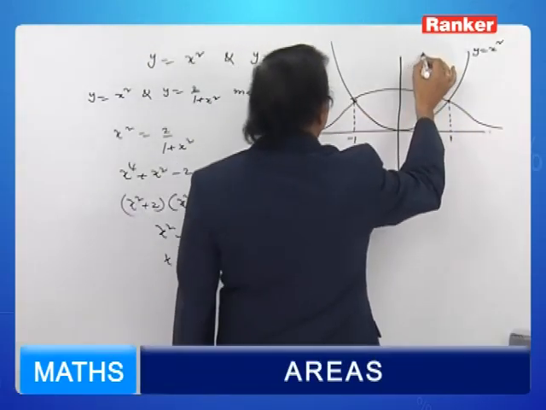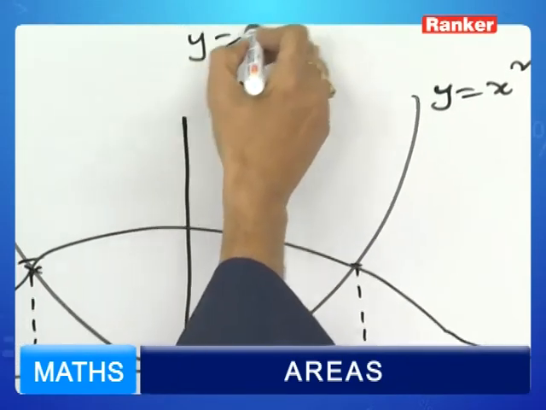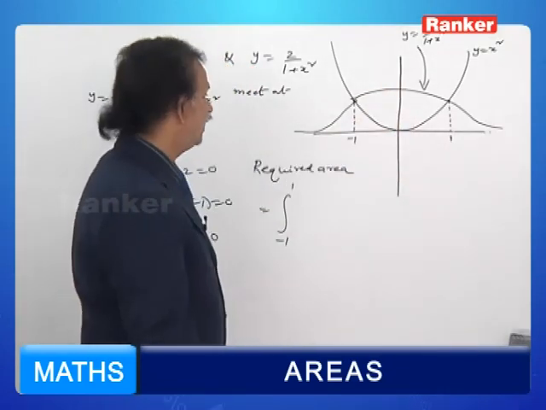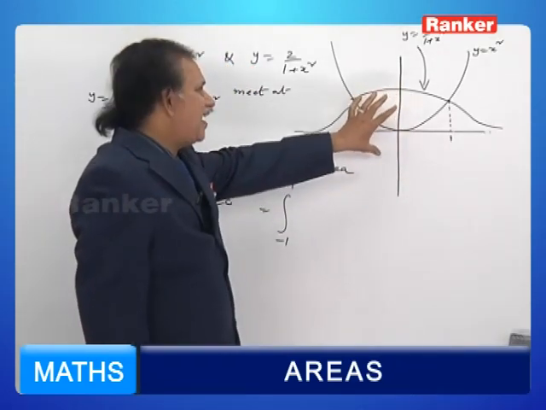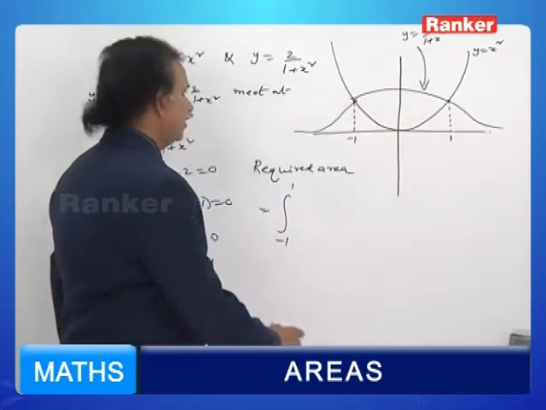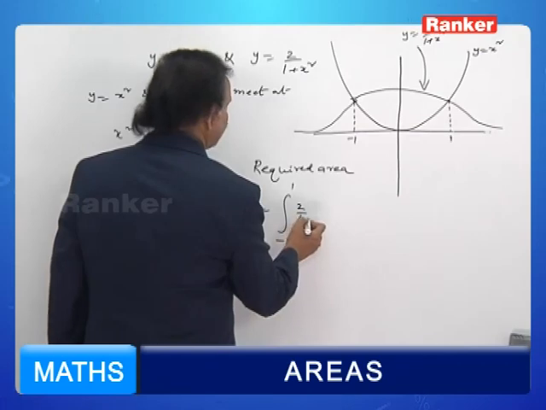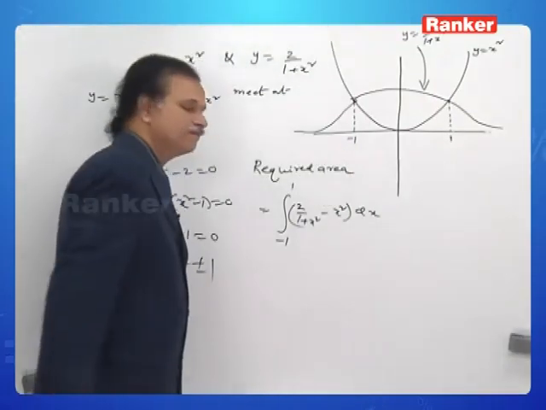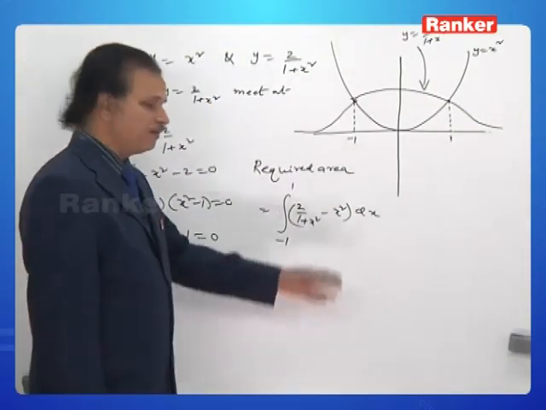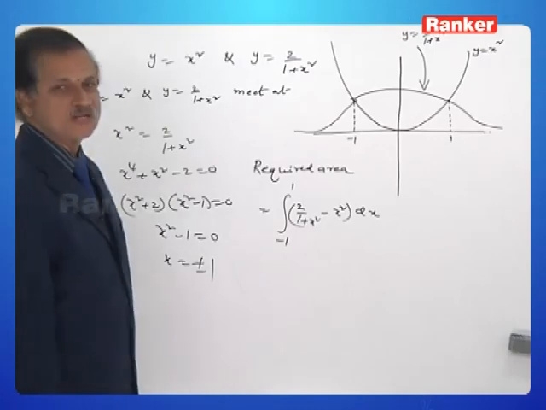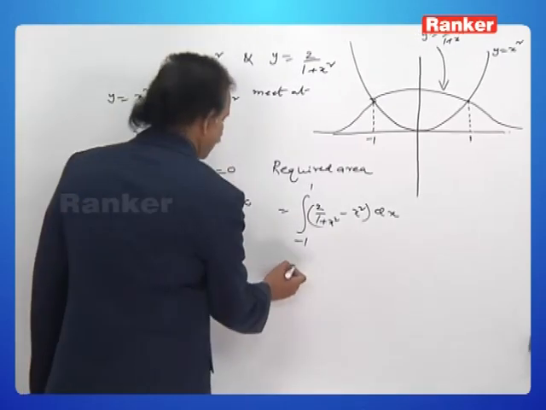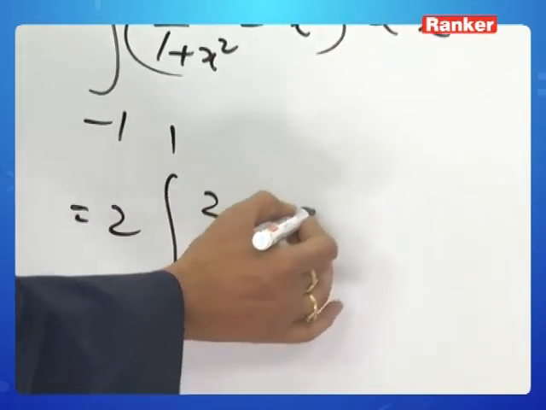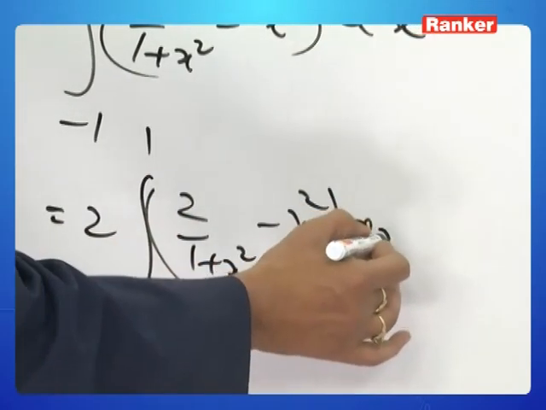What is this curve? Y is equal to 2 by 1 plus x square. And this is y is equal to x square. Between these two, this is above this. Therefore, integral minus 1 to 1, 2 by 1 plus x square minus x square dx, isn't it? And surely it is an even function, no problem. Therefore, instead of minus 1 to 1, you can write it to be 2 into integral 0 to 1, 2 by 1 plus x square minus x square dx, correct?